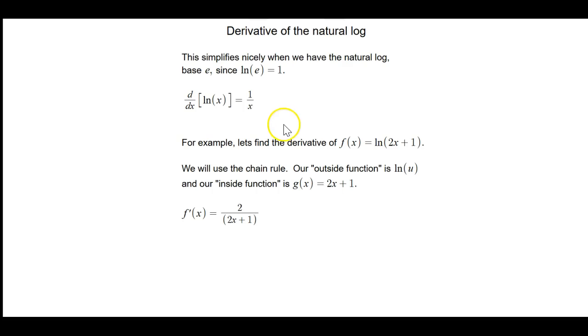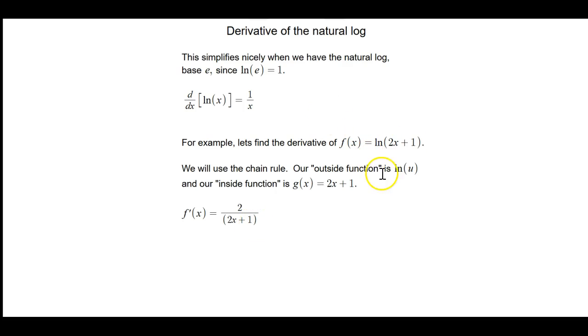So for example, let's look at finding the derivative of this function. This is a composite function. 2x plus 1 is my inside function. The ln is my outside function. So the derivative of the outside function is 1 over u. The derivative of the inside function is just 2. So I get 2 over 2x plus 1.